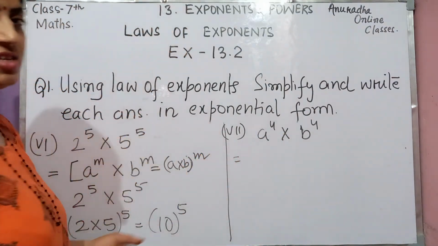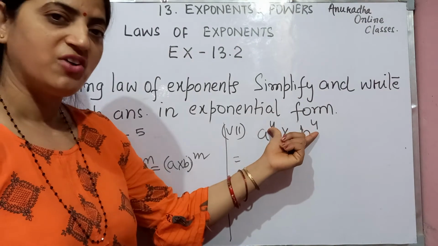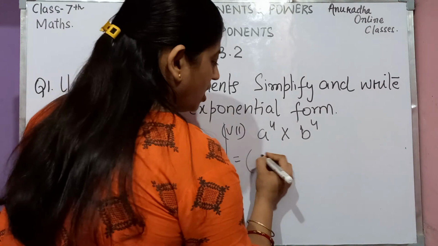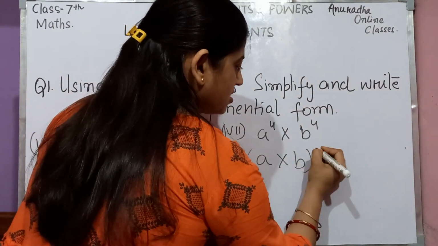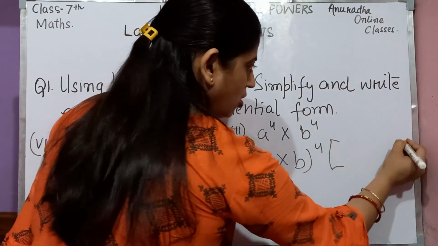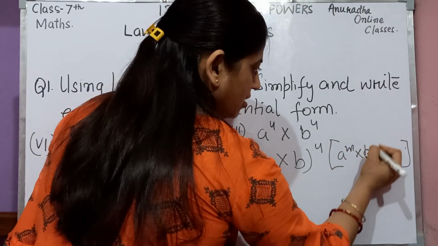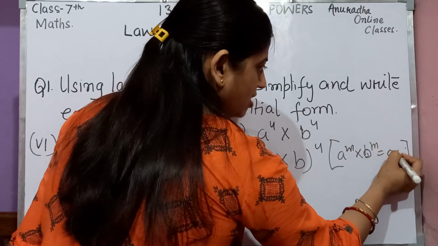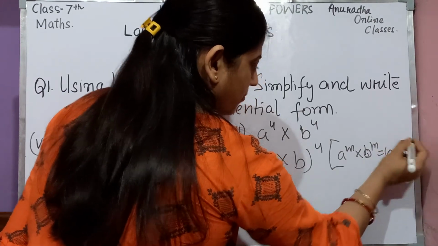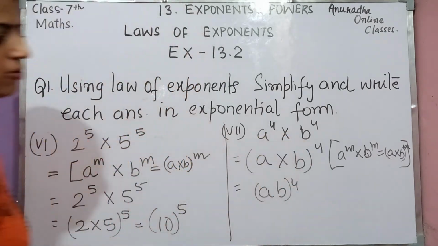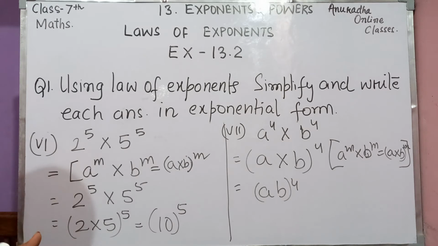This is again, you can see here again our power is same and the bases are different. So what we'll do, we are going to multiply the bases and the law used is a raised to the power m into b raised to the power m is equal to a into b raised to the power m. So this is equal to ab raised to the power 4. Right children? So in this way we have done 7th question. Come to 8th part. 8, 9 and 10 is left.